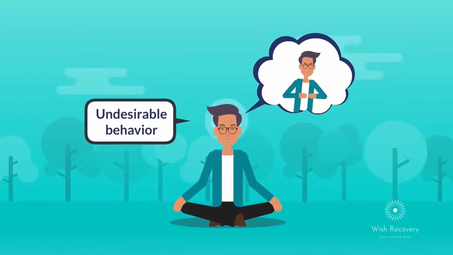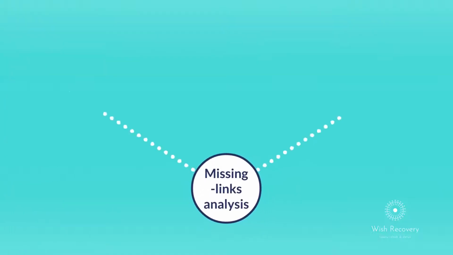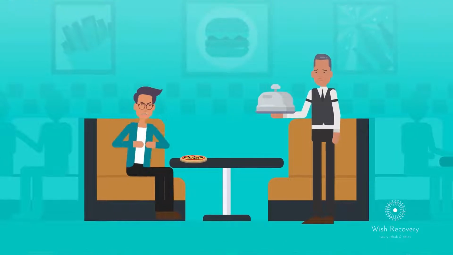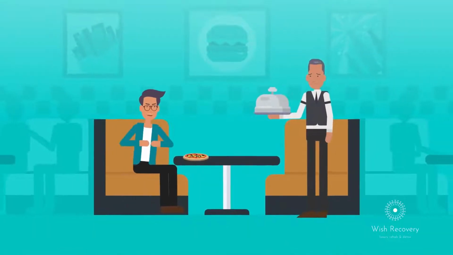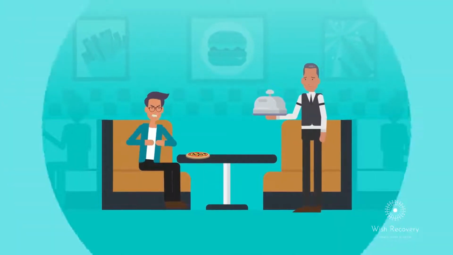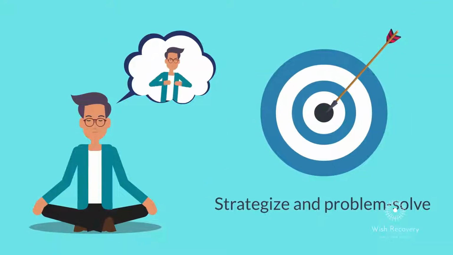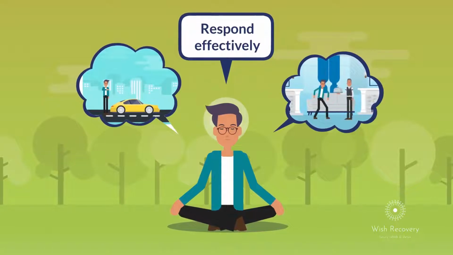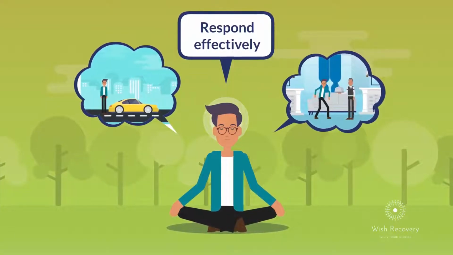change any undesirable behavior. Missing links analysis assists us in determining where we went wrong. You identify the point in the behavior chain where you could have acted more effectively and repair that link, strategize, and problem solve. Sometimes you can simply choose to respond to a stressor effectively rather than emotionally or habitually.